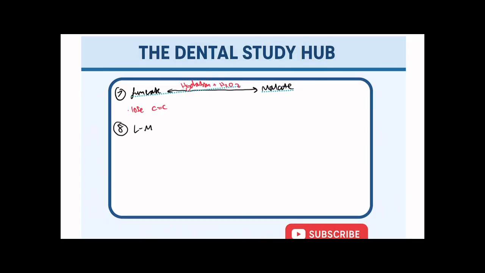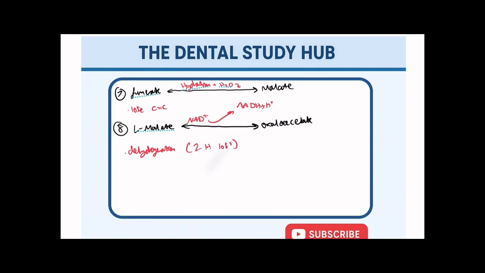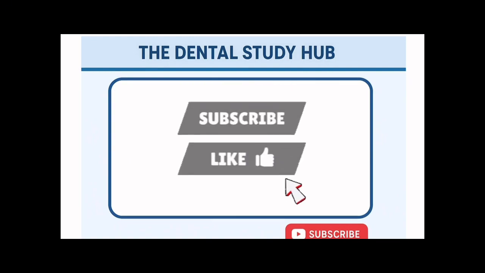And finally, the 8th reaction, converting malate into oxaloacetate. Remember, oxaloacetate was the first substrate. So the final product is the first substrate because it's a cyclical reaction, the Krebs cycle. So we're going to convert NAD+ into NADH and a proton. This is a dehydrogenation reaction again, as the 2 hydrogens are lost. So hopefully that's made the Krebs cycle really, really easy. I hope you enjoyed.